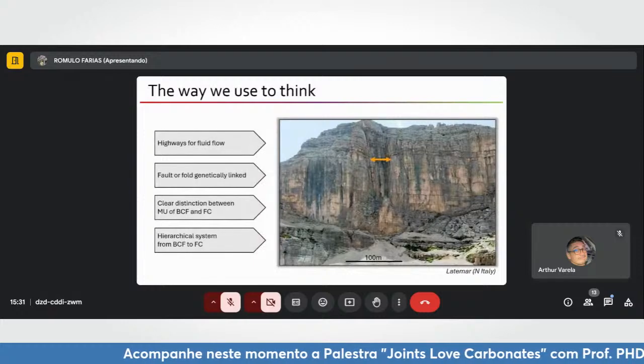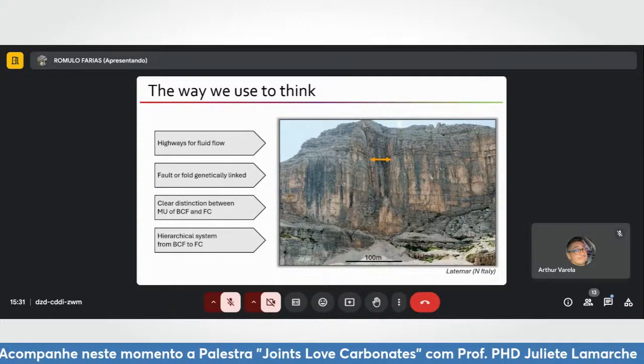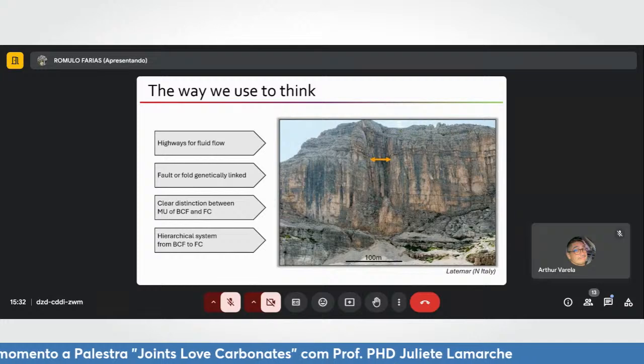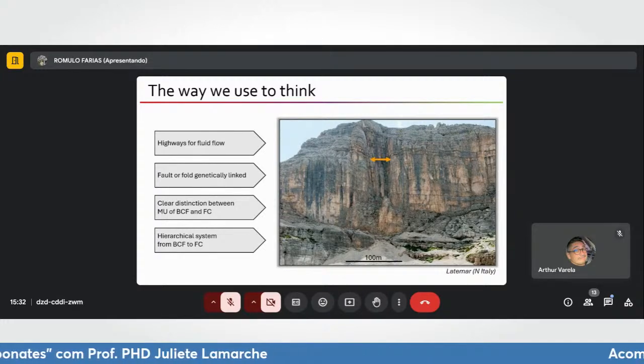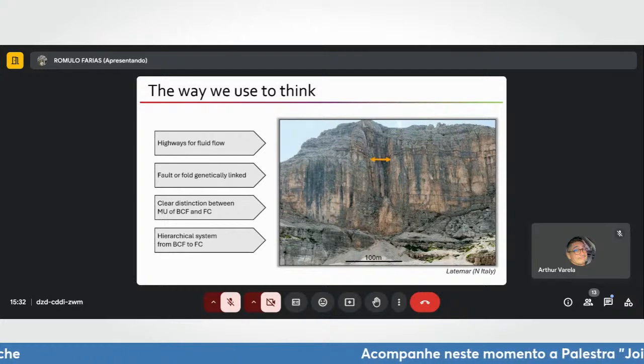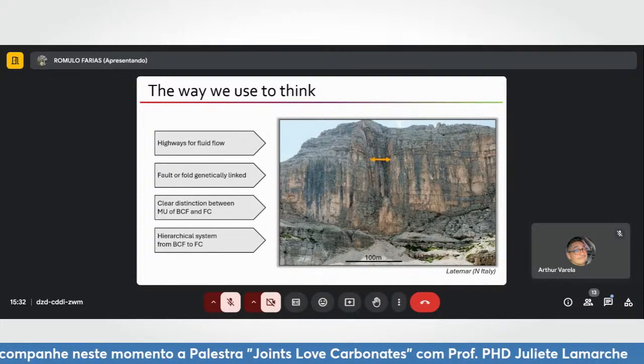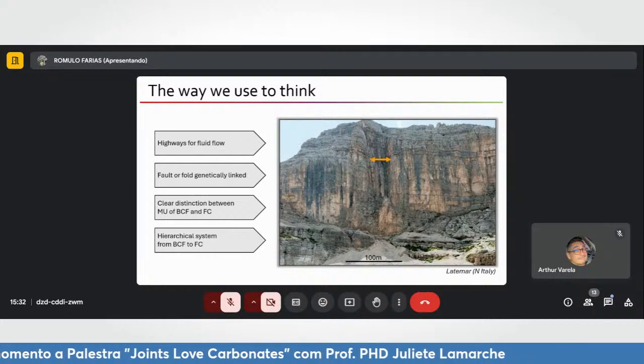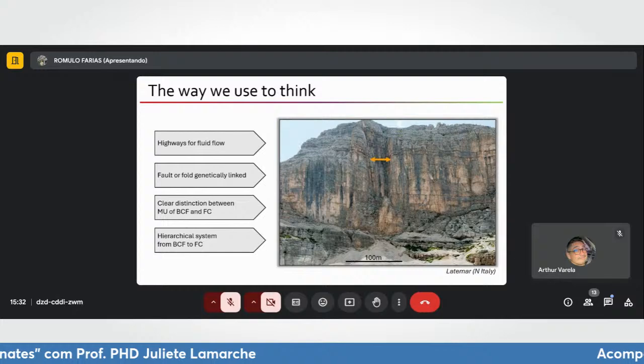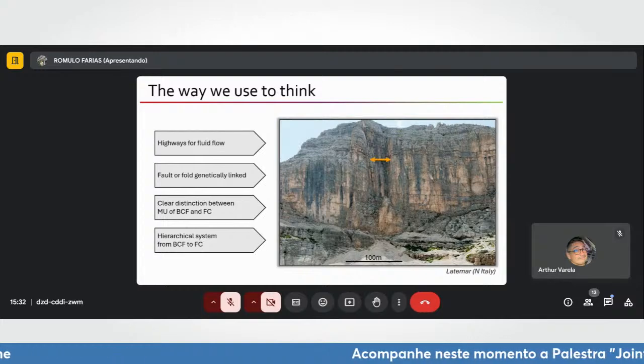So this is the way we used to think about corridors. This is Latemar in the Dolomites in Italy. Vincenzo has been in this field to help my PhD students to take measurements. So he's been doing scan lines for hours and hours, and he started a PhD on fractures anyway. So we see the corridors as highways for fluids.